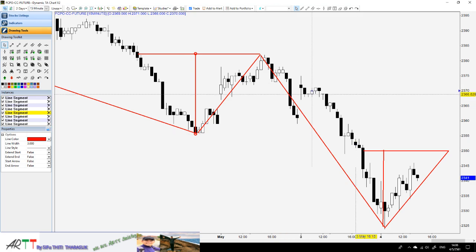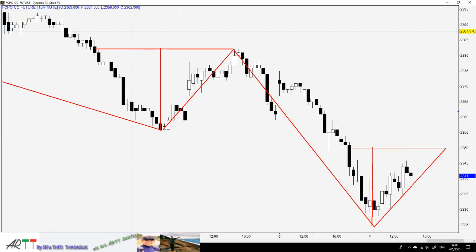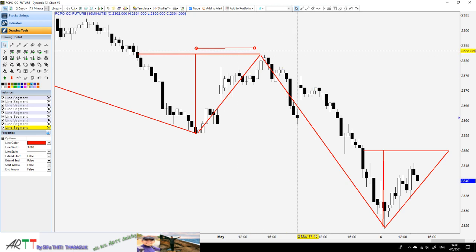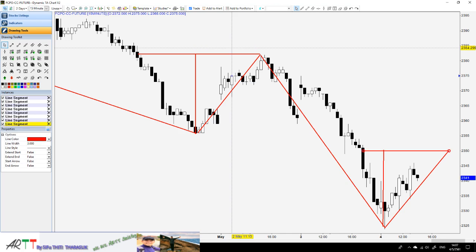And now we apply the ratio between T1 and T2. In this part, if we measure this, I think the seller is a bit more aggressive than the buyer. That means it's positive for a move down.